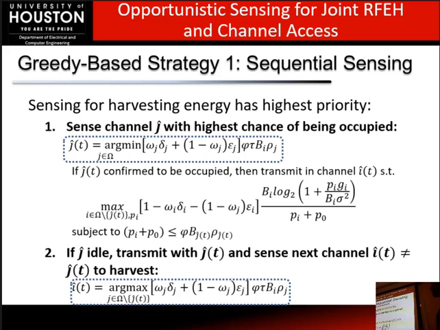However, if you find that J hat, which we thought was going to be occupied, is in fact idle, then we know that we have one channel that is idle that we can use for transmission. And then we need to sense another channel that we can use to harvest energy. So it's 2 steps. Either we find the first channel that is occupied to harvest energy and find the next one for transmission, or we're unlucky, the channel was idle, but we have at least one channel that we know is for sure idle, and we search another one for harvesting energy.